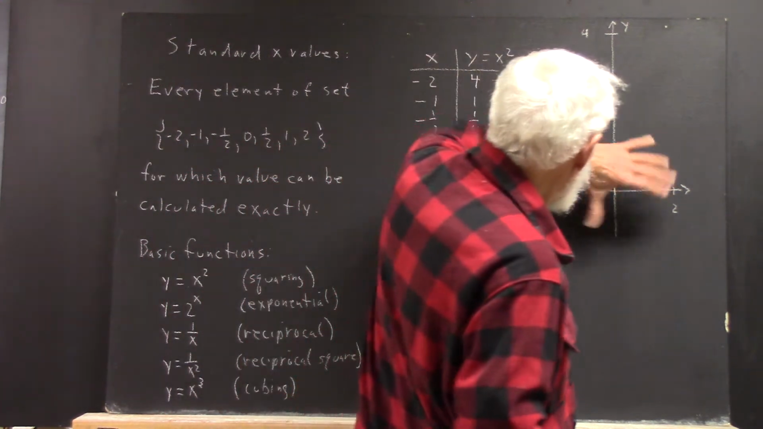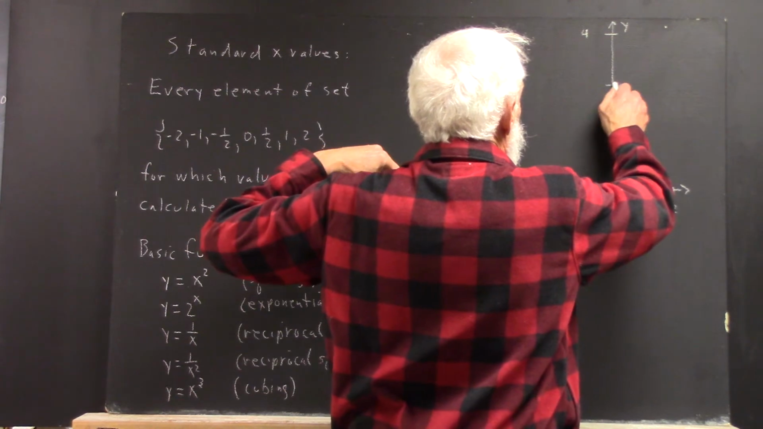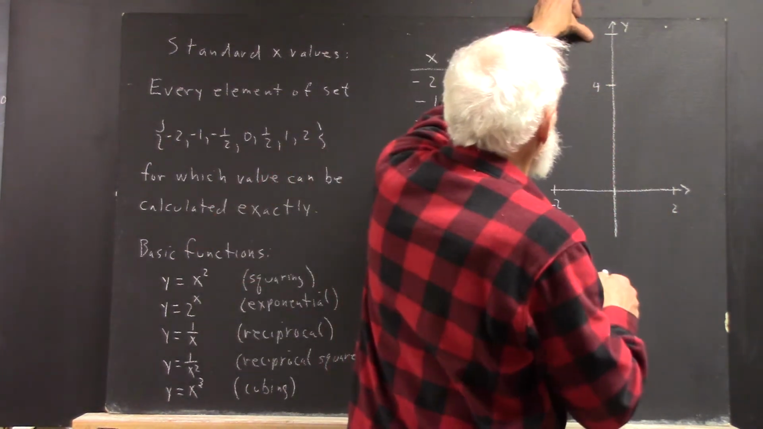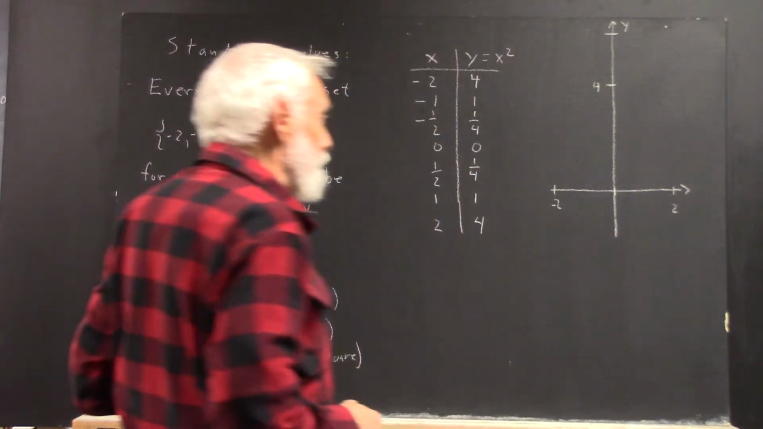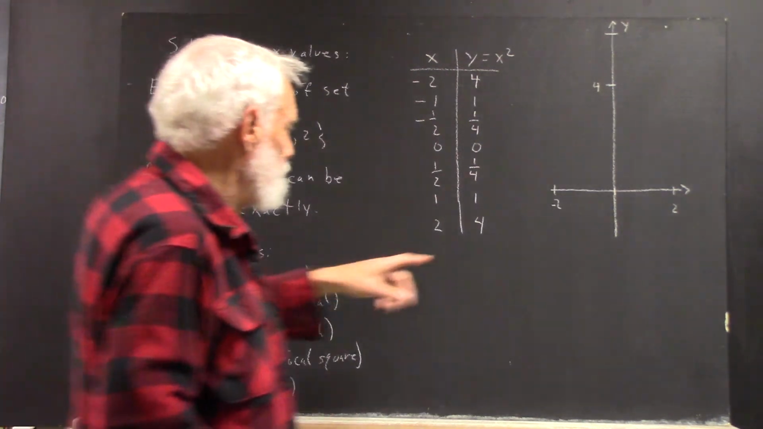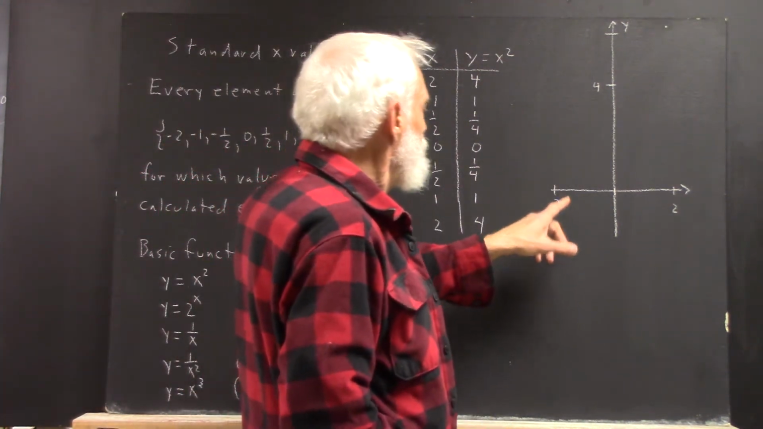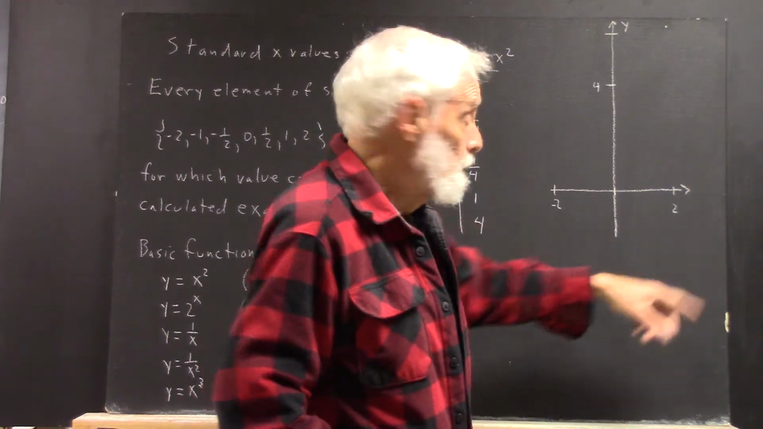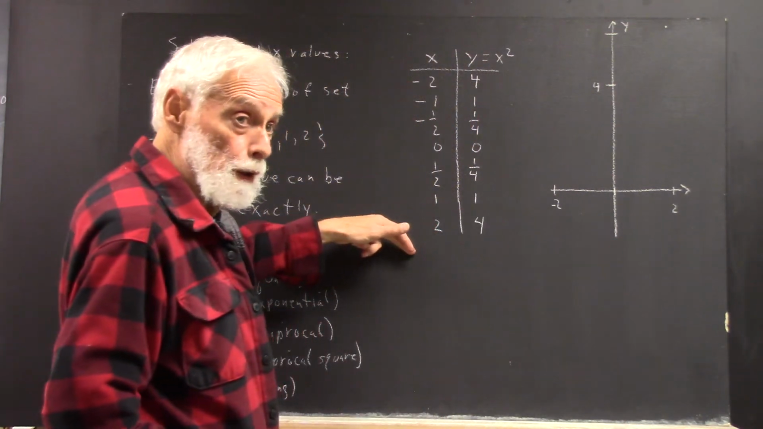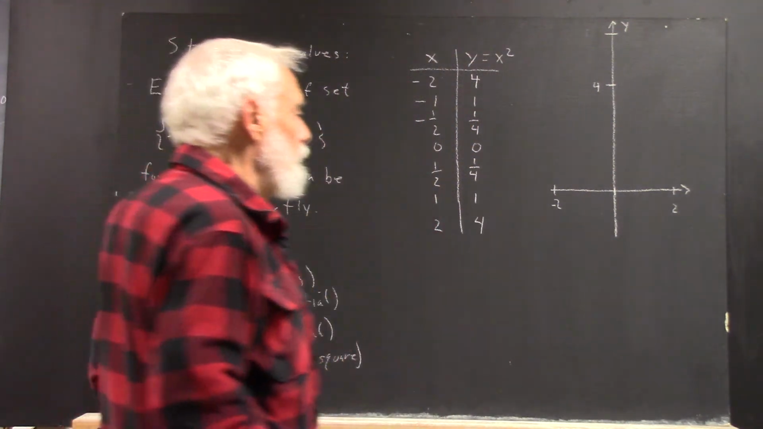Actually, you know, I put 4 up too high. 4 should be about here. So we'll just kind of obliterate that. Okay, now we've got the x-axis from -2 to 2, because all the x values are between -2 and 2.